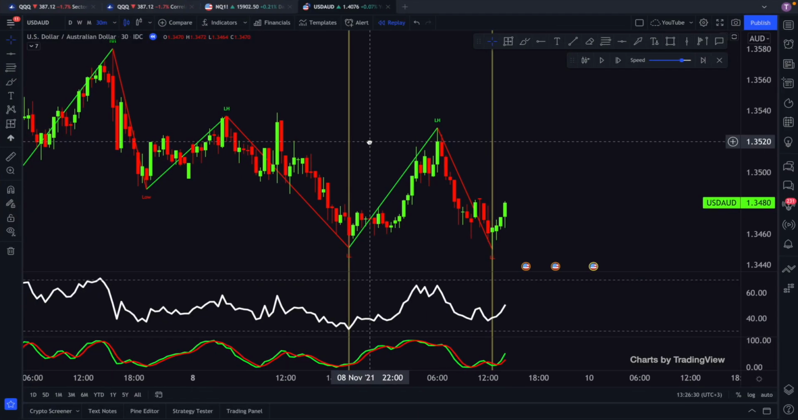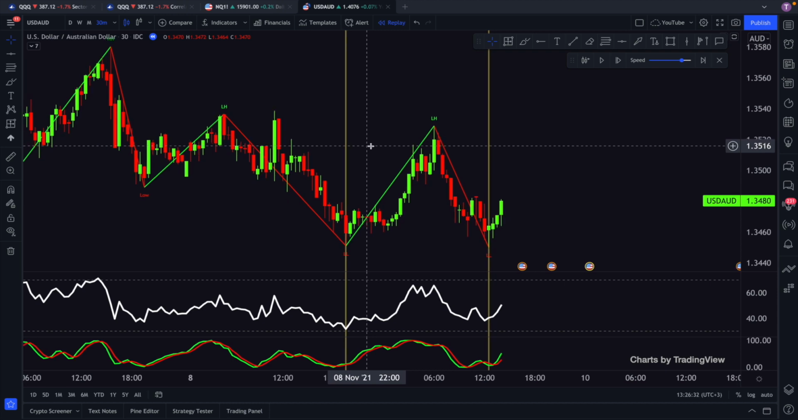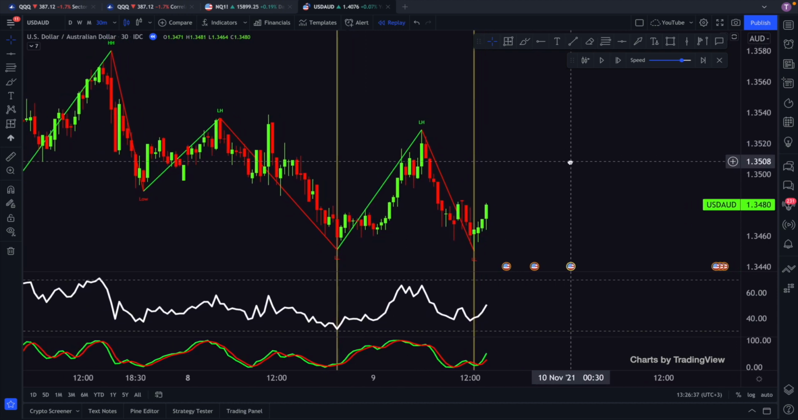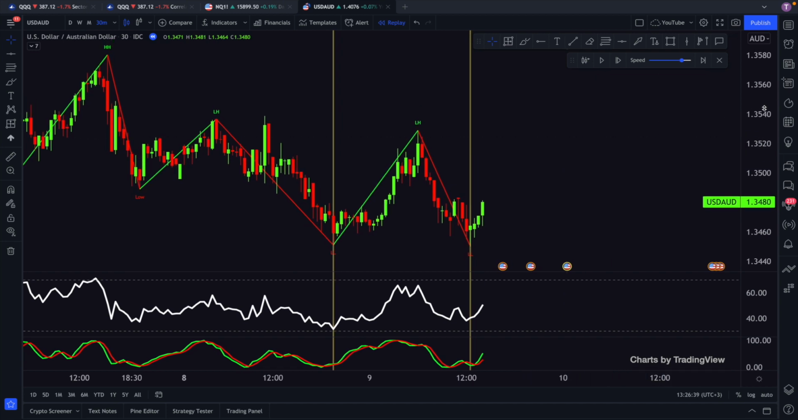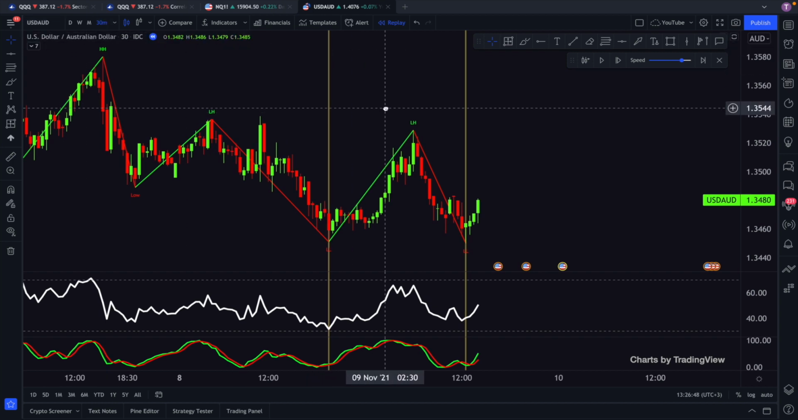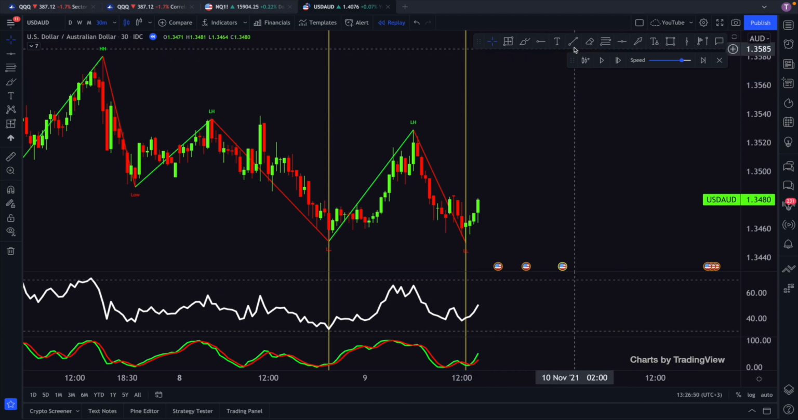Let's go through one more example so that you can truly see how to trade RSI divergence with the 4-step strategy that I've created. I'm checking out USDAUD this time in a 30-minute time frame. A significant RSI divergence happens right here.